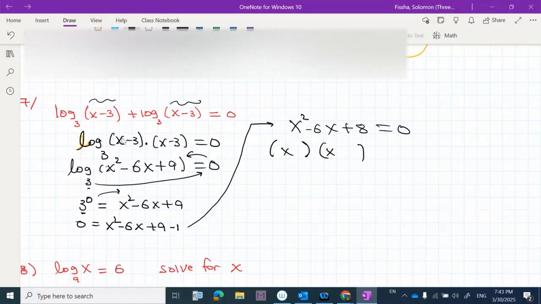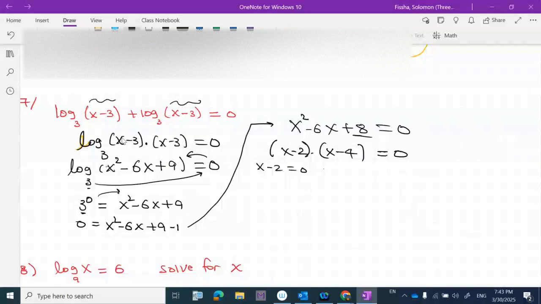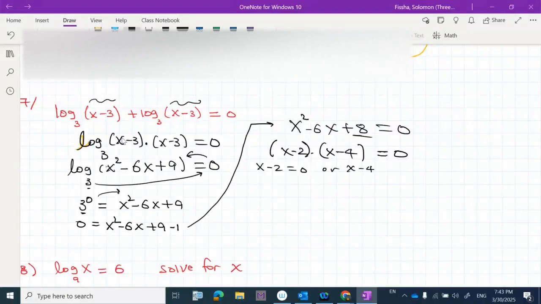Those two numbers are obviously negative 2 and negative 4. If you multiply them, they will be positive 8. If I add them, they will be negative 6. This equals 0, right? So now the zero sum property: that means x minus 2 equals 0, or x minus 4 equals 0, right? So your x is going to be 2, or your x is going to be 4. So your answer is x equals 2 and x equals 4.